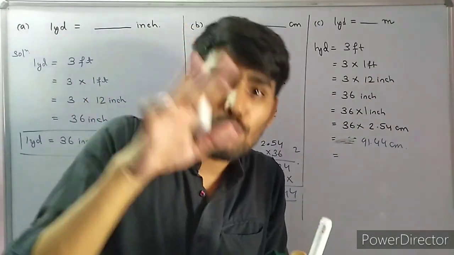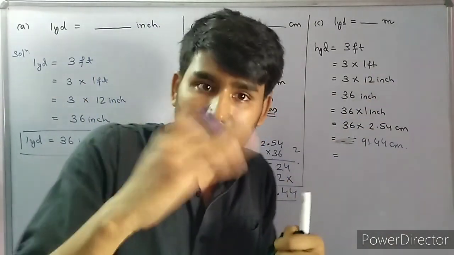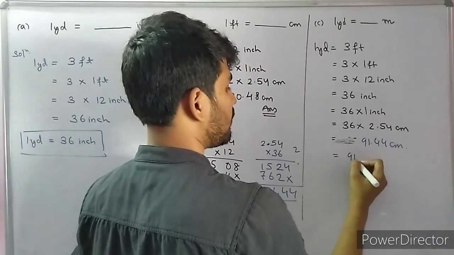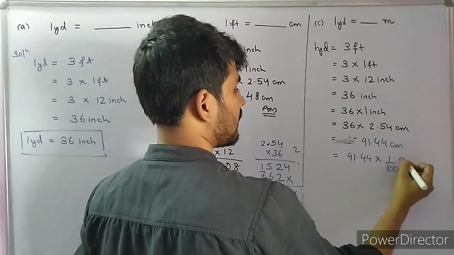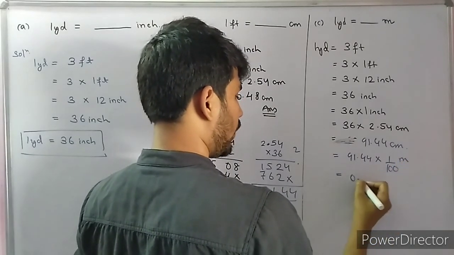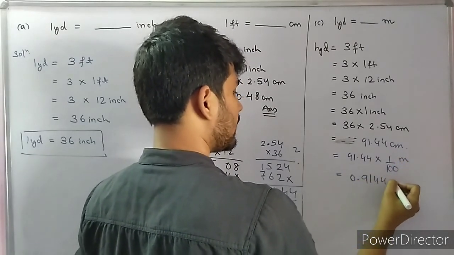And again, I have to convert this into meter. 1 centimeter is a smaller unit than meter. How much smaller? 100 times smaller. So can I write 91.44 into 1 by 100 meter? This will come out to 0.9144 meter, the answer.